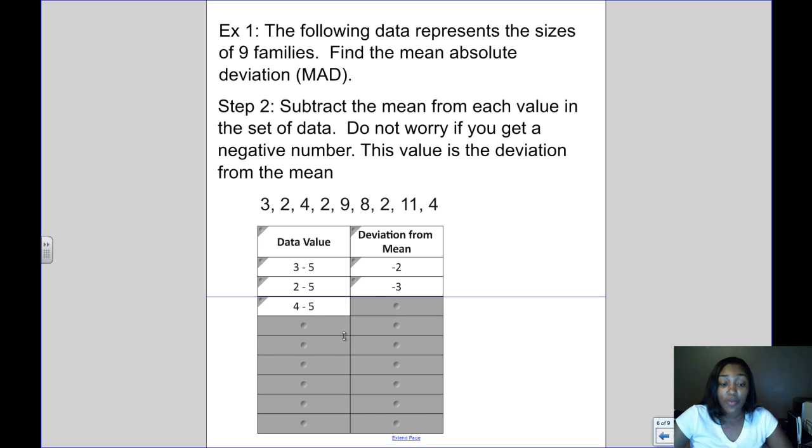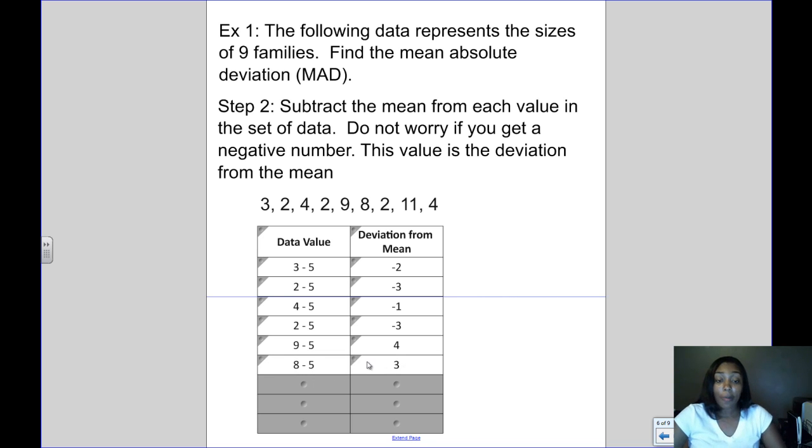The next value is 4, so then 4 minus 5 means the deviation would be negative 1. The next family is 2, so again 2 minus 5 would give us negative 3. The next family has 9, so then we're going to do 9 minus 5, which gives us a positive 4. The next family has 8, so we'll do 8 minus 5, and that gives us 3. Then again, we're going to do 2 minus 5, and that gives us negative 3.